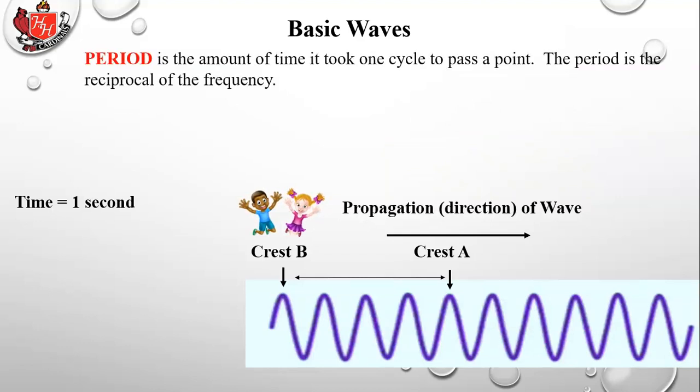Period is the amount of time that it takes 1 cycle to pass a point. The period is the reciprocal of the frequency. So period, which is symbolized by the capital letter T, is 1 over the frequency. And similarly, frequency is 1 over the period. So in this case, the period is 1 over 4, that would be 1/4 of a second.